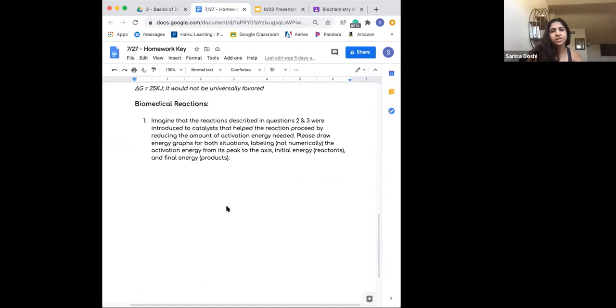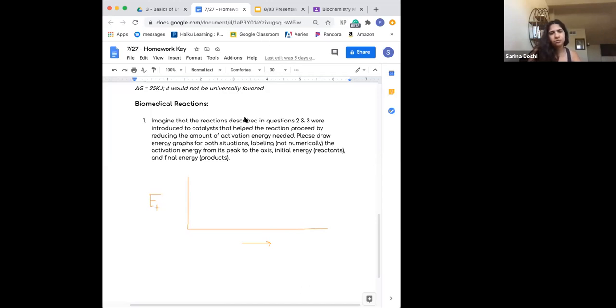Okay, so imagine that the reactions described in questions 2 and 3 were introduced to catalysts that help the reaction proceed by reducing the amount of activation energy needed. Please draw energy graphs for both situations, labeling, not numerically, the activation energy, initial energy and final energy. Okay, so the way these graphs work are on your x-axis, you have the progression of the reaction, so I'll just draw an arrow. Then on the y-axis, you have total energy, so I'll do ET, so energy total.